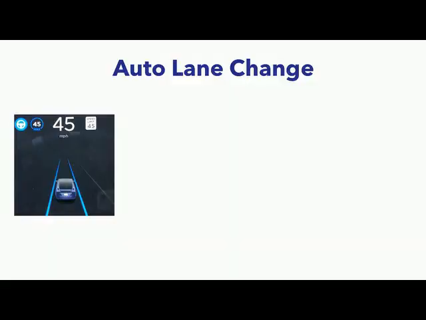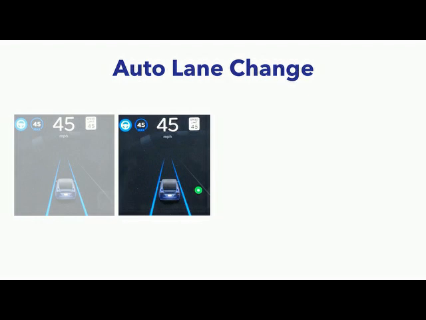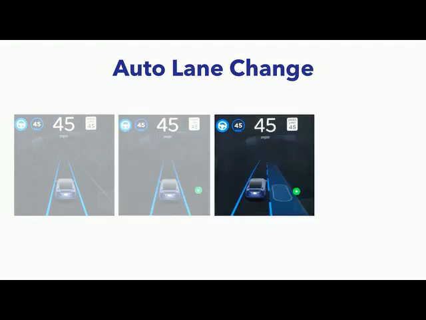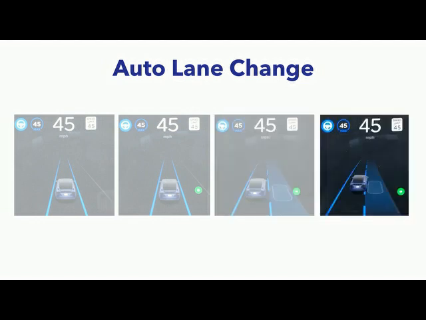Automatic lane change. To initiate an auto lane change, when your car is in autopilot, use the turn signal in the direction you would like to move. You will see a depiction of where the Tesla intends to move on the dashboard. Once the Tesla has changed lanes, turn off your turn signal.